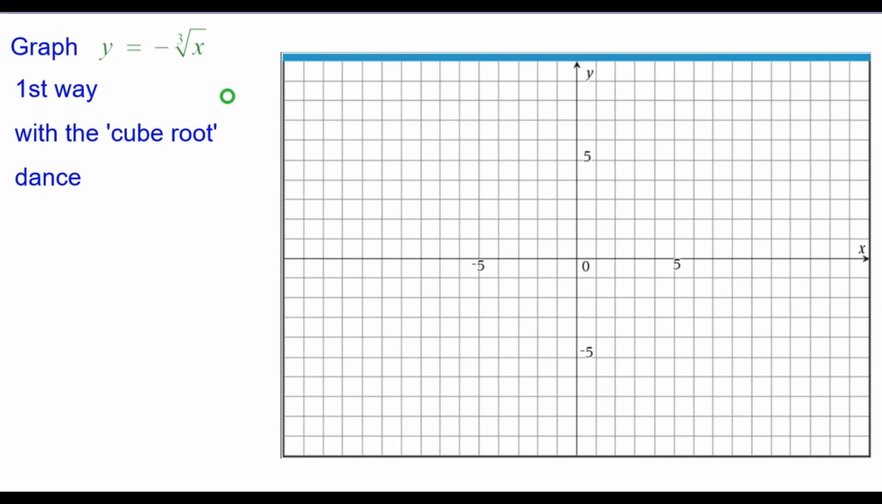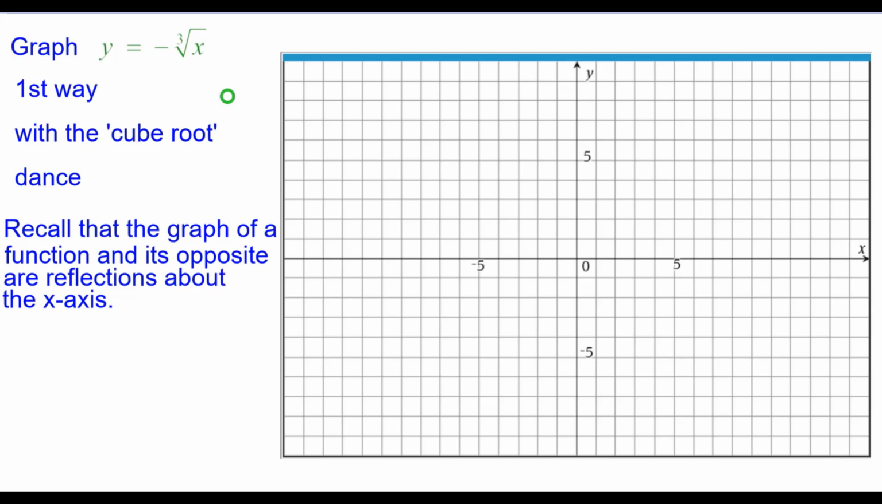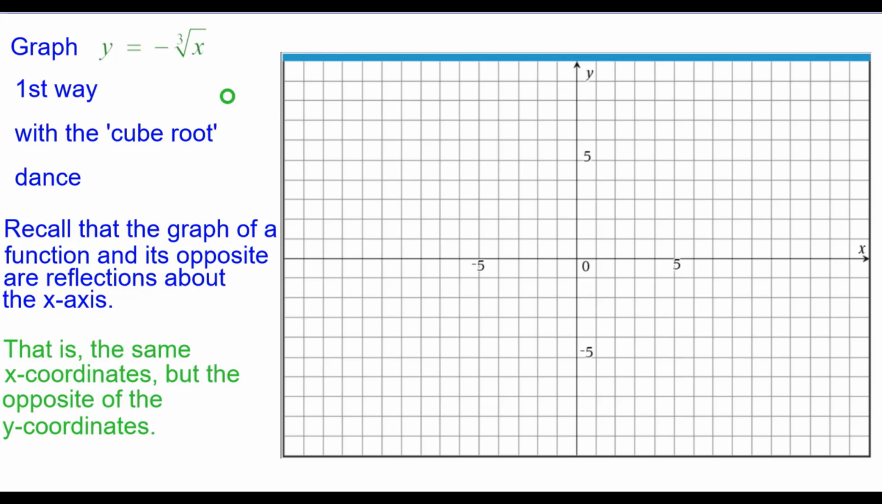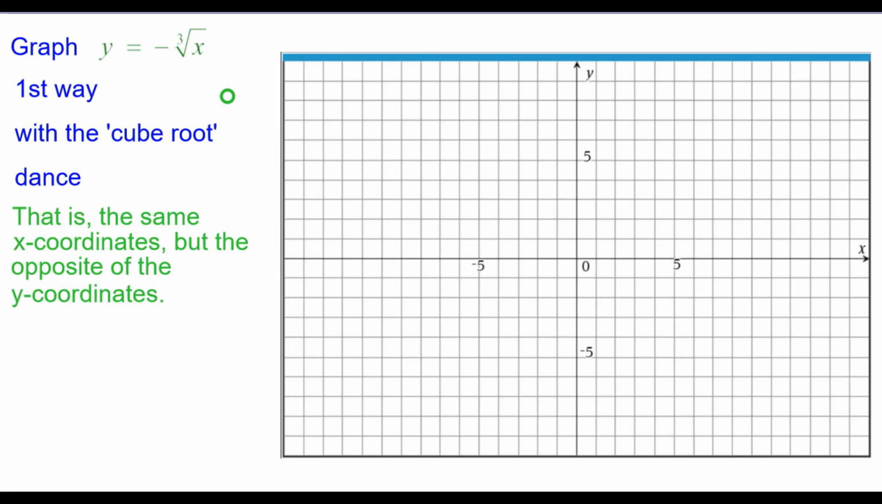The first way we're going to use is the cube root dance, or what I call the cube root dance. And recall that the graph of a function and its opposite are reflections or mirror images about the x-axis. That means they have the same x-coordinates, but the y-coordinates are opposites of one another.